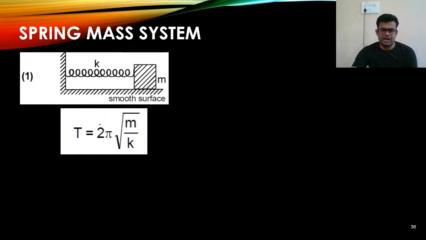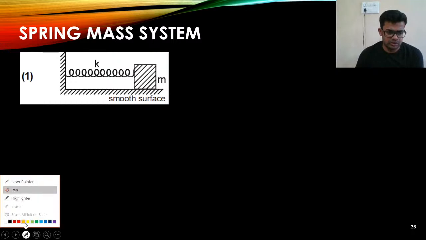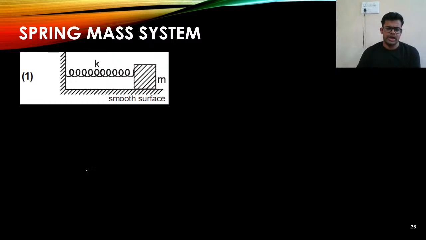Here is the spring mass system. My dear friends, what is a spring mass system? I am using yellow ink; it will be more comfortable to see. You can see here one block of mass M on a frictionless horizontal surface, and a spring is connected to it with a wall.